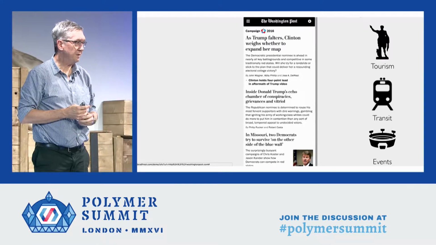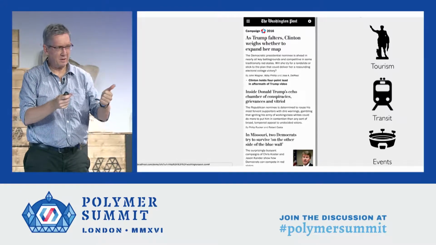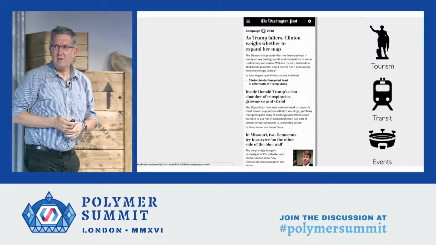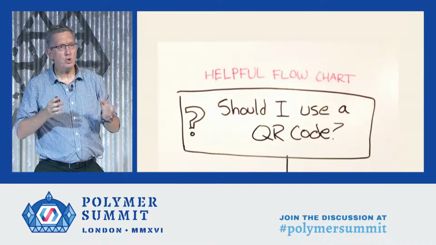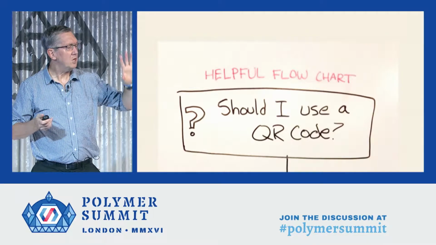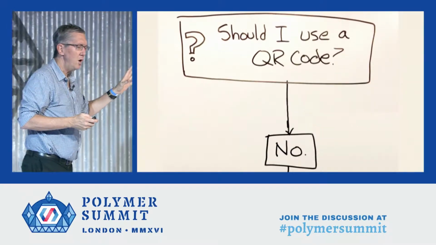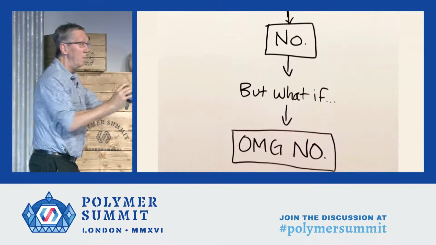Now, I don't want to make too much fun of the Polymer demo with the Polymon, because they're actually showing off really cool web media queries within the app, so I'll give them a pass. But there's this really lovely flow chart that says, should I use a QR code? Maybe you've seen this on the web. Should I use a QR code? No. But what if... oh my God, no.